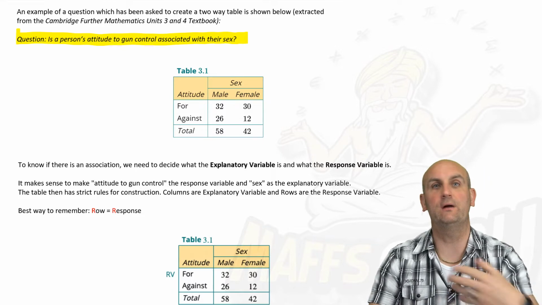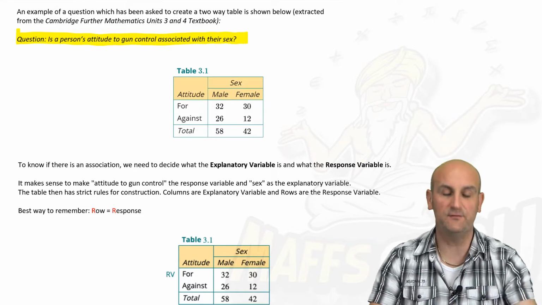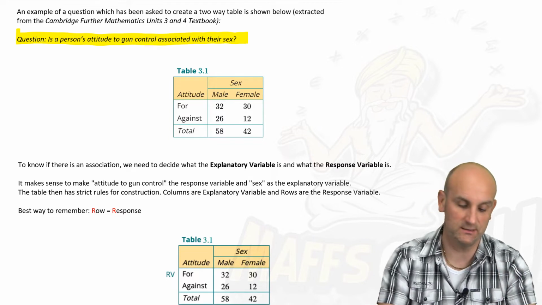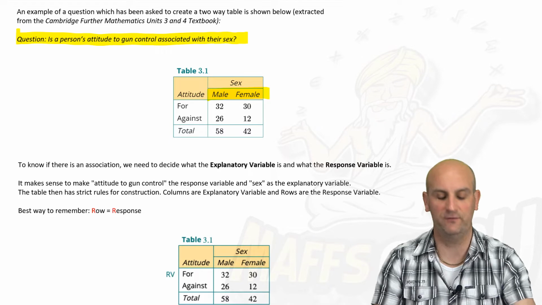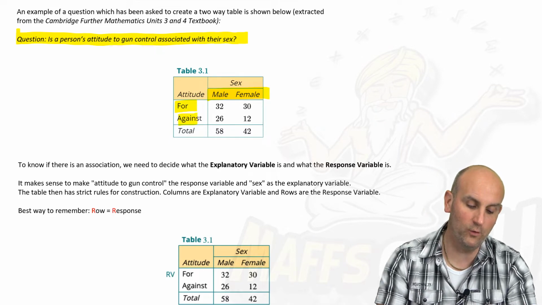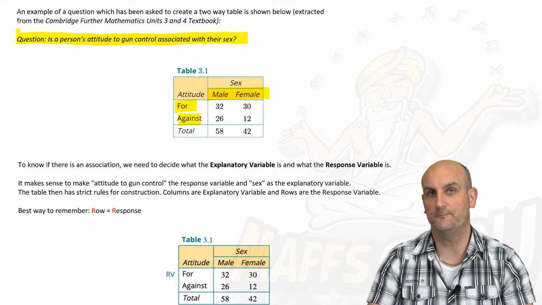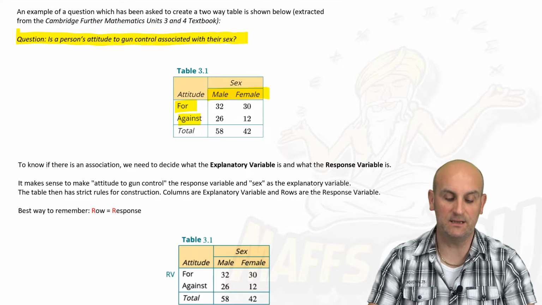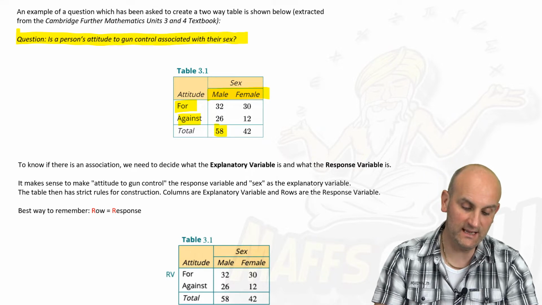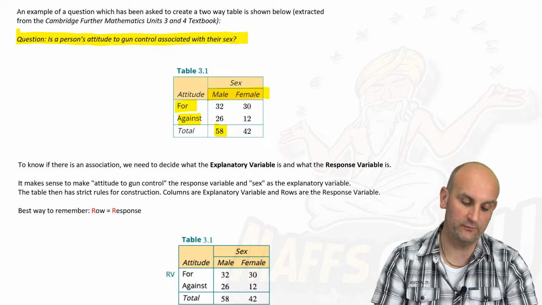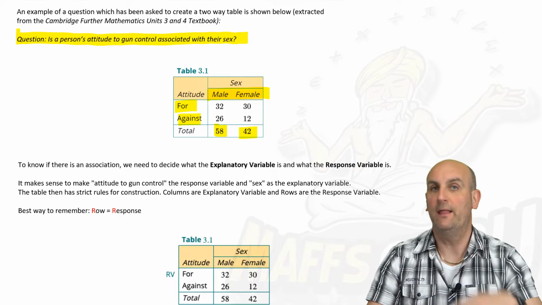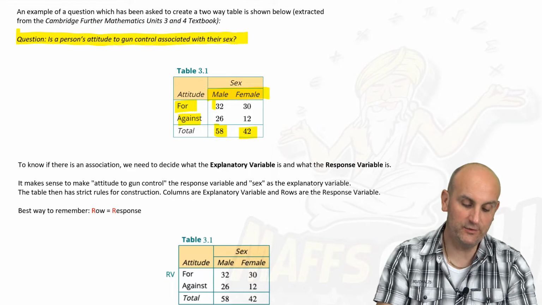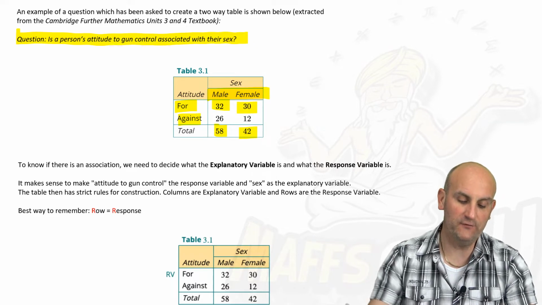So we've gone out and done some sort of survey, and this survey seems to have had just two questions. One, what is your sex? That is categorical data because it's male or female. And two, are you for or against gun control? What they've done is they've then summed these values by sex. So we've got 58 males who were asked and 42 females who were asked, and the raw data was placed here. So 32 males were for, 30 females were against.